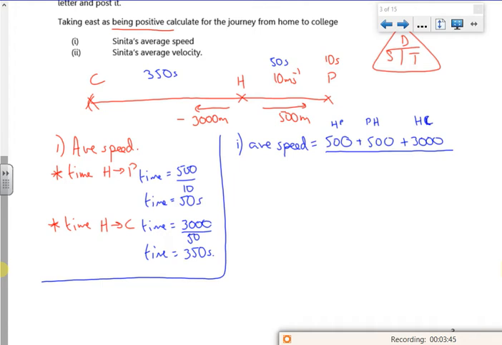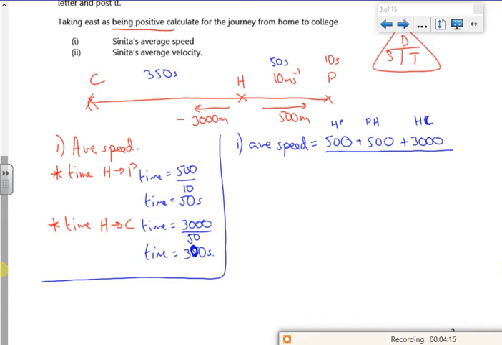Hang on, have they made a mistake here? Right, I think there's a mistake on this, but never mind. Right then, so, oh, hang on. That's 100 seconds there.